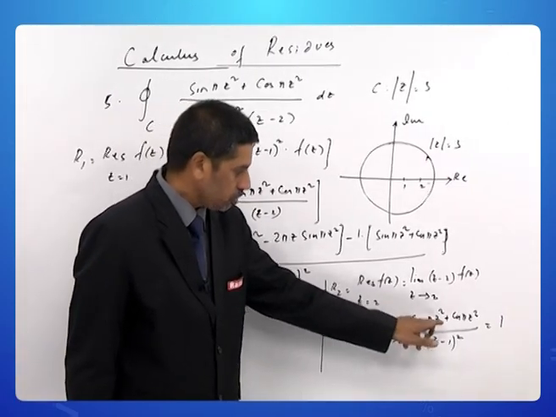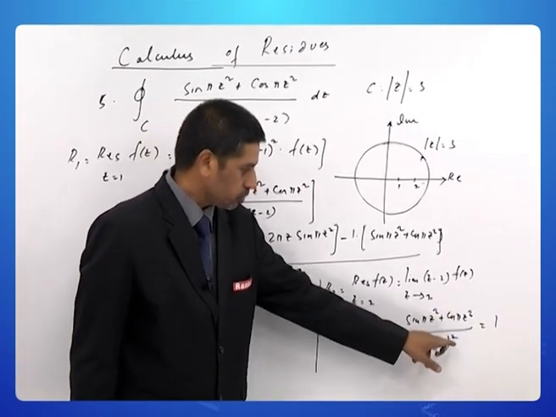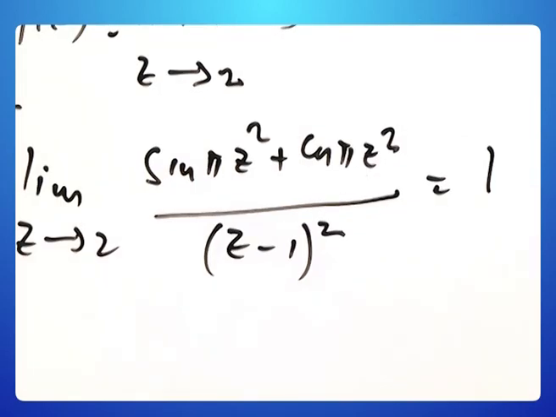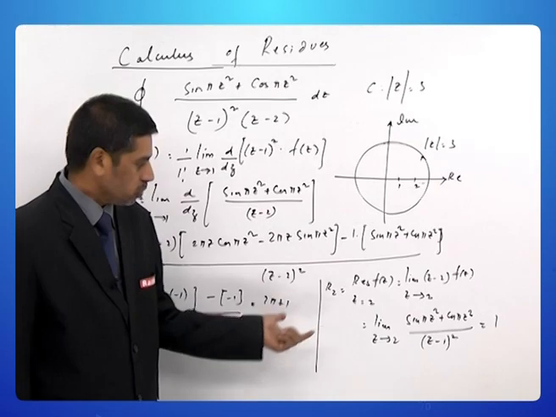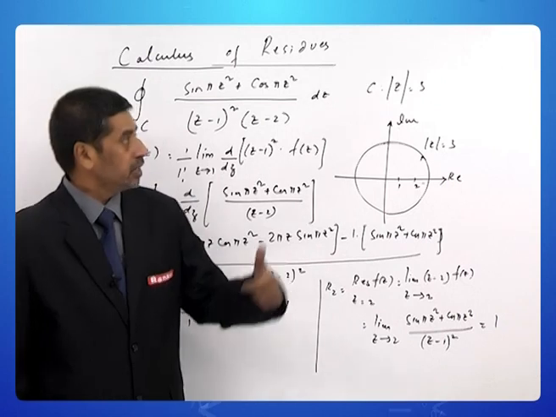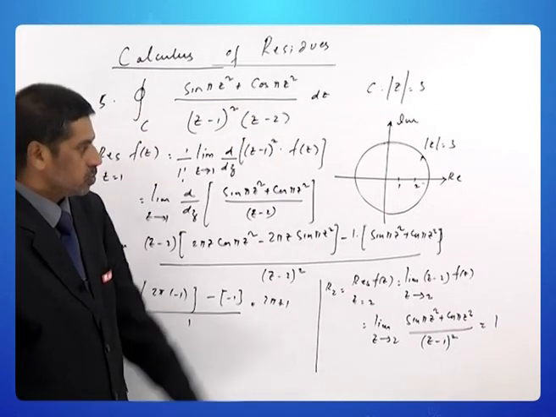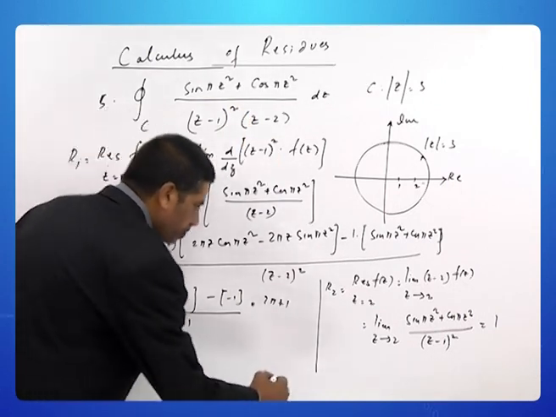Sin 4 pi is 0, cos 4 pi is 1, and 2 minus 1 whole square is also 1. So now you have both the residues with you and we can write the output of the result. Let me wind up.